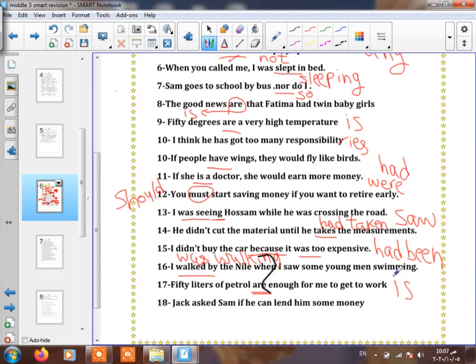The last one, Jack asked Sam if he can lend him some money. So this is a reported yes/no question. So Jack asked Sam if he can lend him some money. If you remember, we have to change the tenses when we switch from direct to reported. So Jack asked Sam if he could lend him some money.